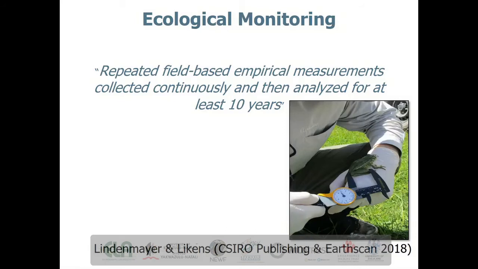So the notion of ecological monitoring is largely around repeated long-term measurements, typically over a period of more than 10 years, where the data are collected continuously or frequently and then analysed repeatedly. And this is a fairly loose definition that's come from a book with my esteemed colleague Jean Likens and published in 2018.